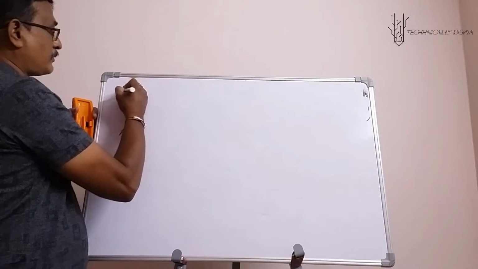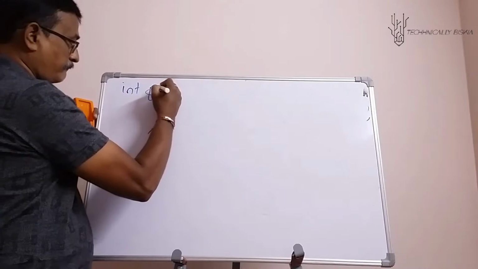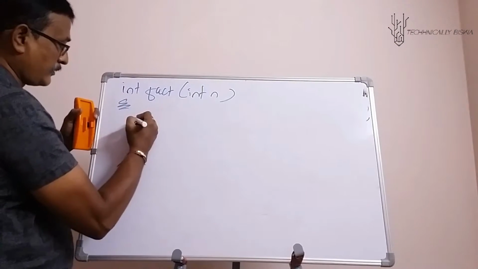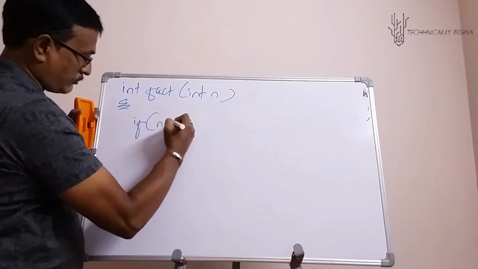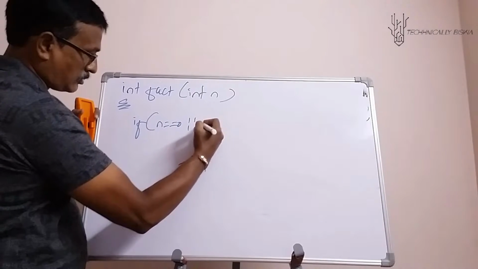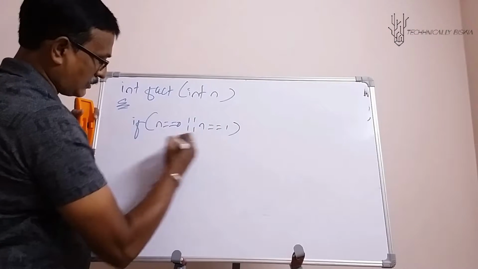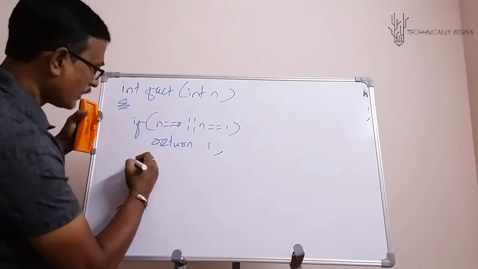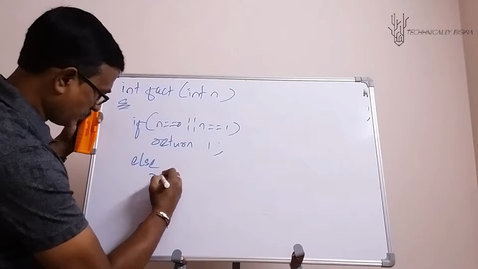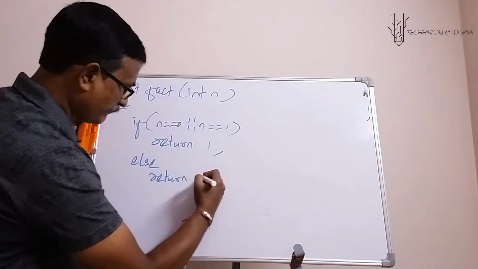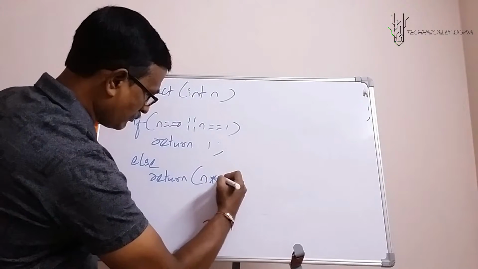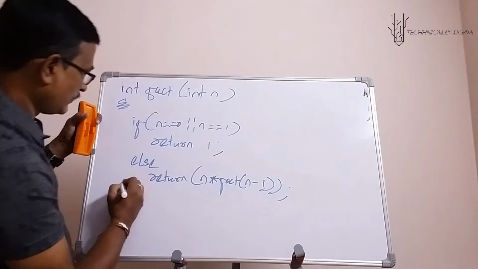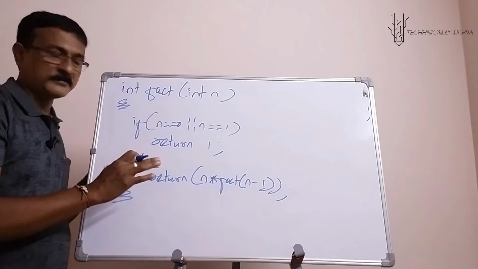This is my fact function: int fact(int n). If n equal to 0 or n equal to 1, return 1, else return n into fact of n minus 1. This is my fact function. Look at this carefully. Got it?